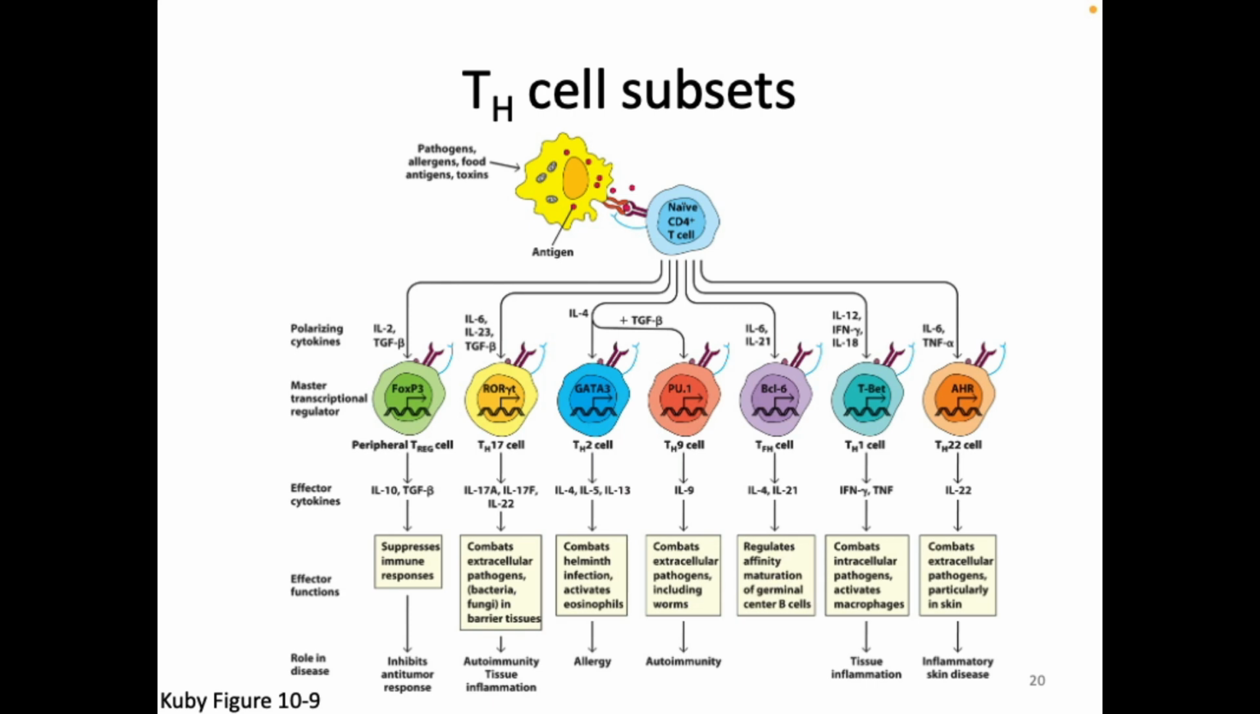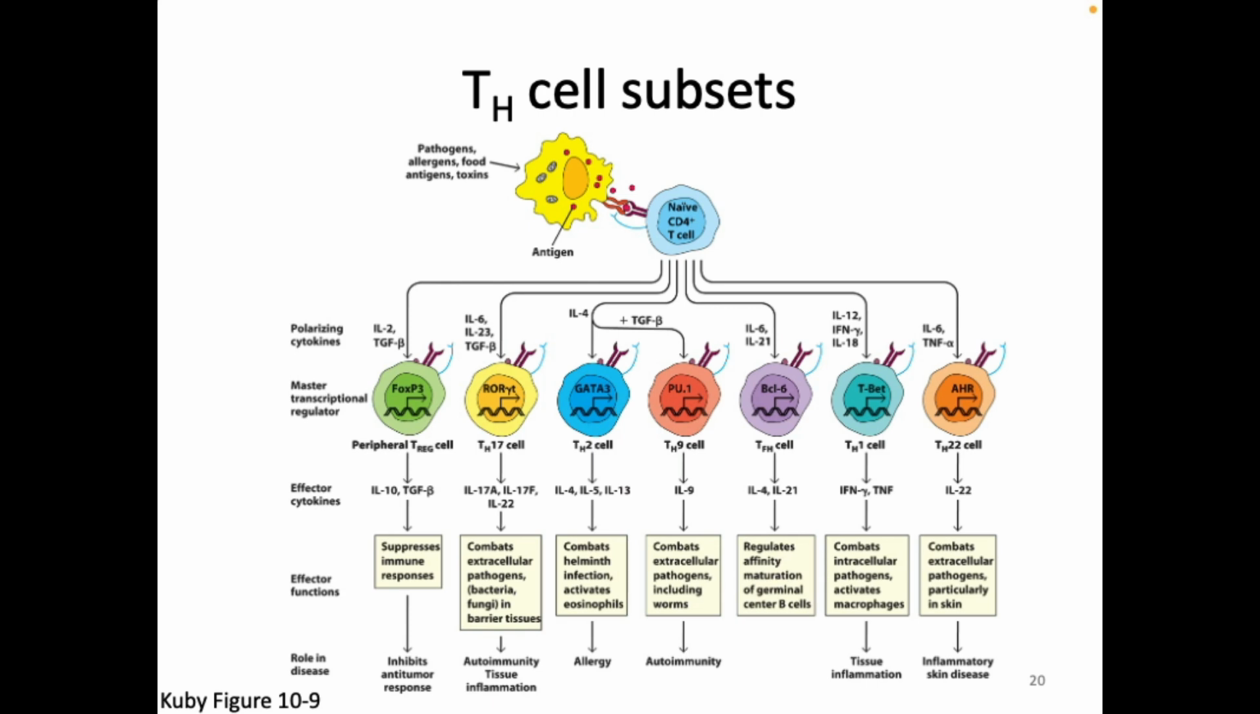This one is not from your textbook. It's from a different textbook. I like it because it has the information about effector functions written out nicely here. The similar table in your textbook doesn't have this quite as clearly, and so that's why I'm using this.